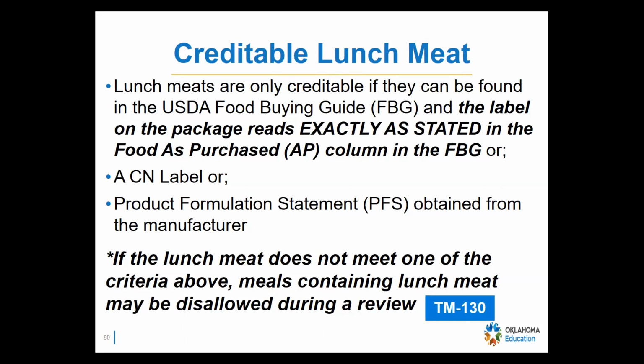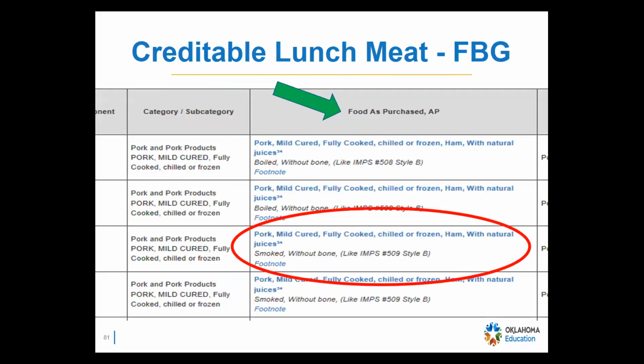A lot of school districts have a CN label for their lunch meat. If you pull up the food buying guide, it has a column called Food as Purchased. For instance, this one says pork, mild cured, fully cooked, chilled or frozen, ham with natural juices. Make sure you read the footnotes, but it also says smoked without bone. It doesn't have to say chilled or frozen, but just fully cooked, ham with natural juices, that has to be on the label. And you have to save these labels to show us that that's what it meets if you're using it based on what it says in the food buying guide.